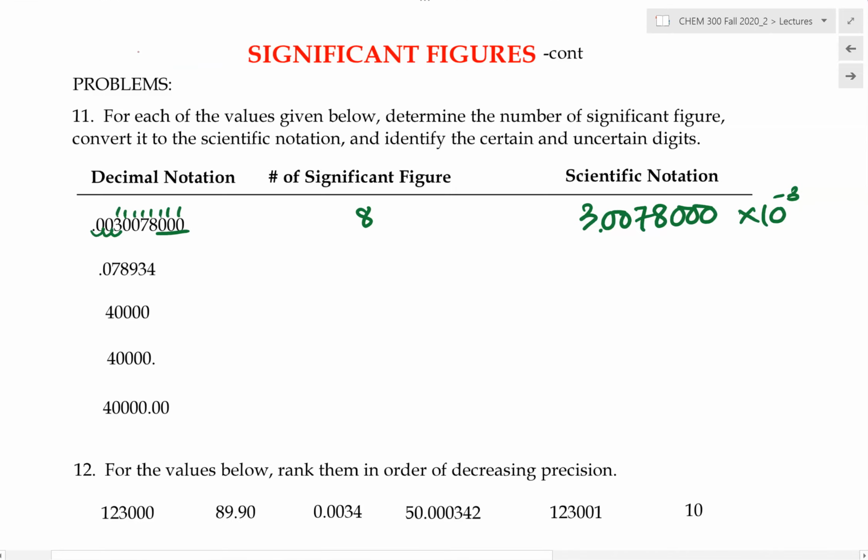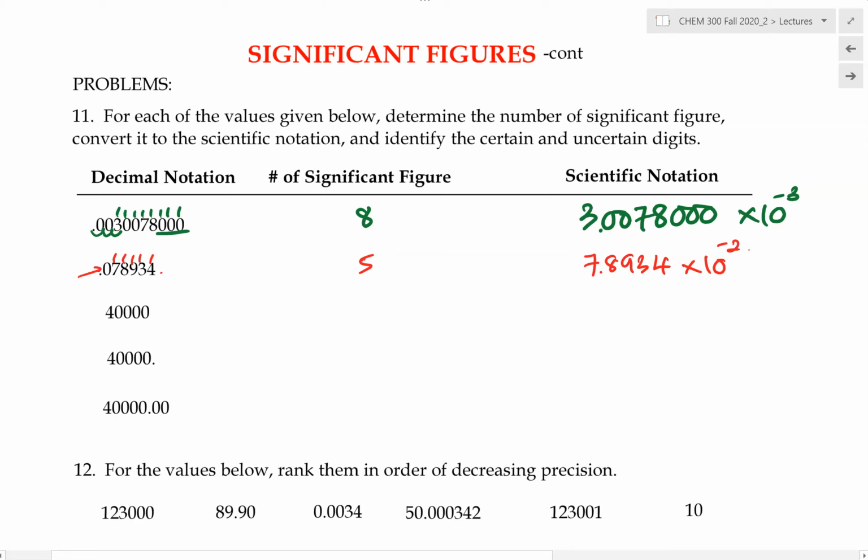And now moving on to the next example, this value right here. So how many significant figures does this value have? So here in this case right here, this 0 is not significant, right? Because that is the leading 0. So we have 1, 2, 3, 4, 5. So this value has 5 significant figures. Okay, and now when we convert this into a scientific notation, this would then equal to 7.8934 times 10 to the negative 2.